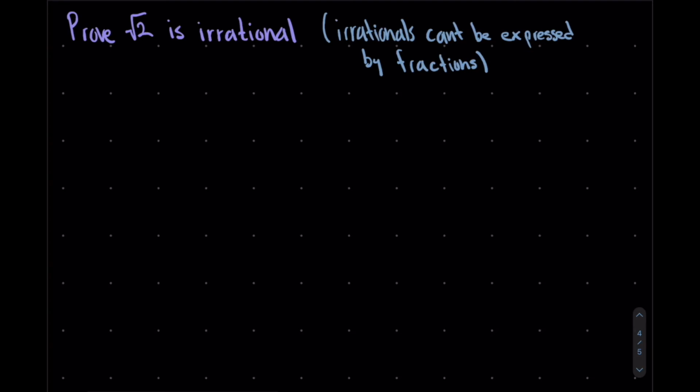So if we're going to prove this using contradiction, first we have to assume the negation is true. So the negation for this is that the square root of 2 is rational, and we know a rational number can be expressed by a fraction. So we'll write just that.